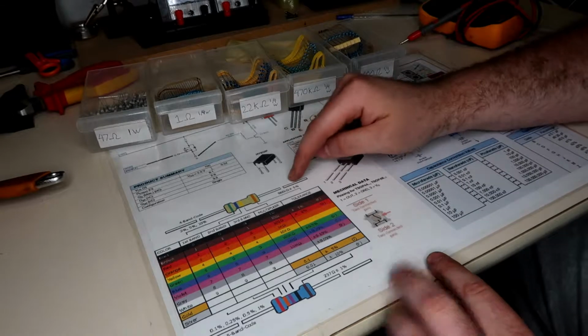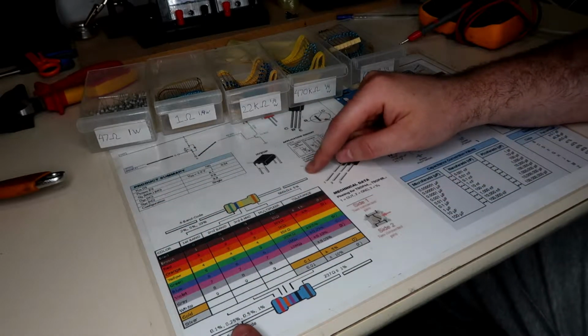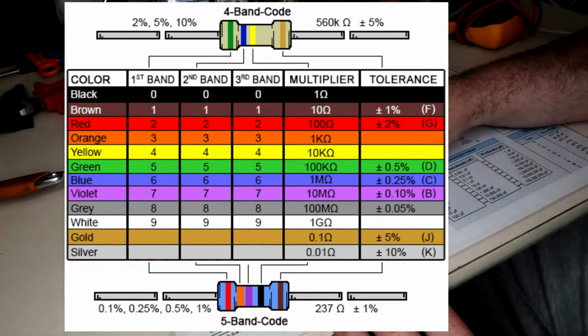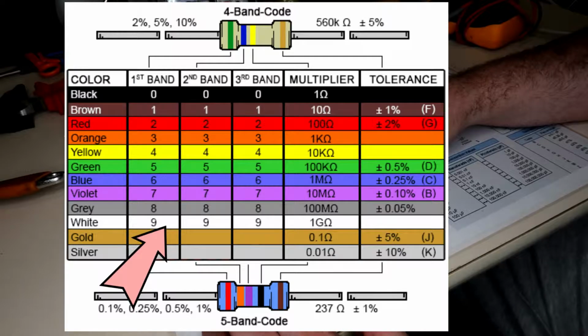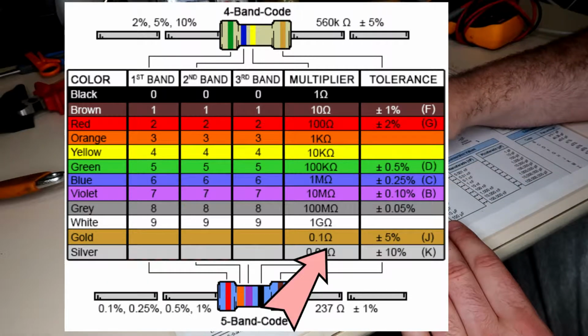Alright, so what I've done here is printed off one of these charts, which you can actually get online. Just do a search in Google for the resistor chart. Now I've printed that off, laminated it, and put it on my desk. It just makes things easier. It shows the actual resistor bands, the first band, and it's reading the second, third, etc., all the way to its multiplier and its tolerance.